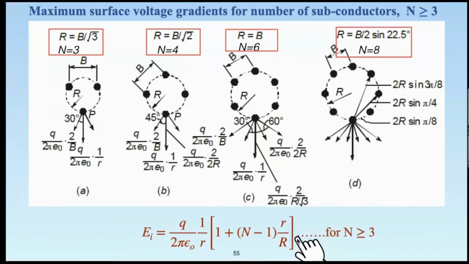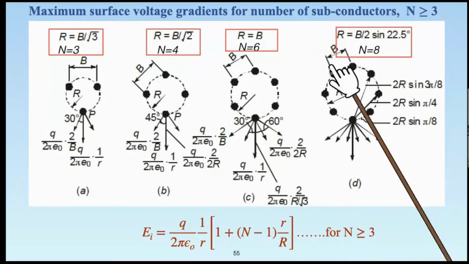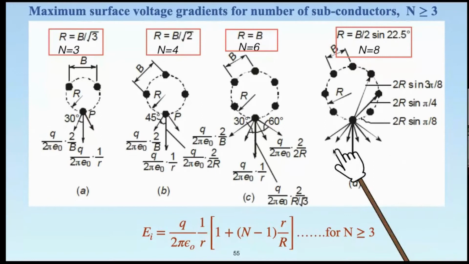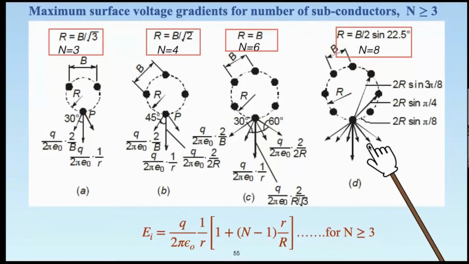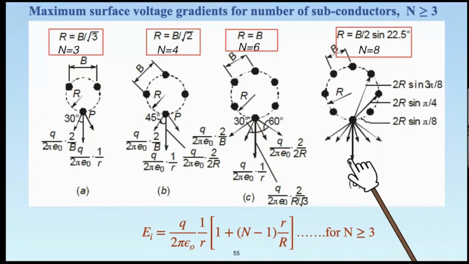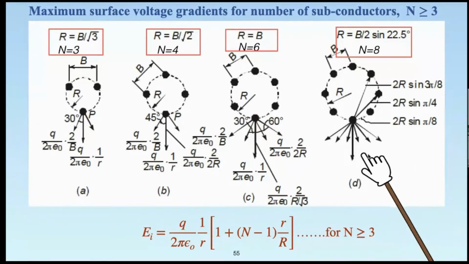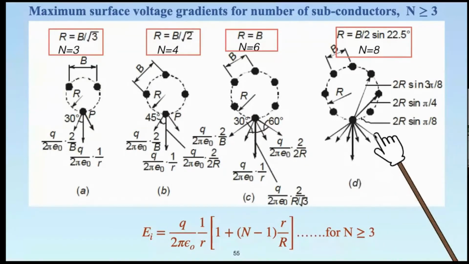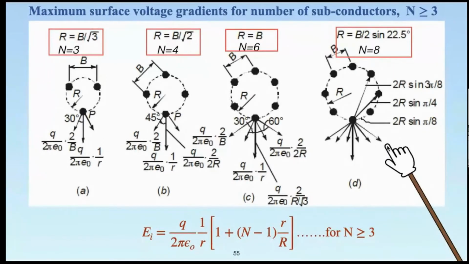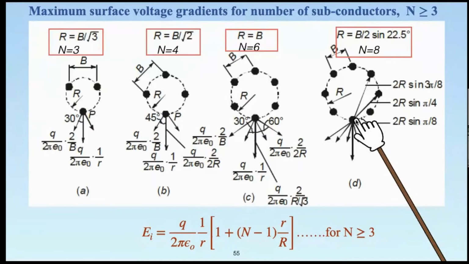Okay, and similar logic can be applied. The number of subconductors can be 8. In that case, if the number of conductors is 8, you can see here 1, 2, 3, 4, 5, 6. Okay, 6 forces here, and then 2 overlapping here. 6 plus 2, 8. So these line charge electric field contributions are to be added in order to arrive at the net electric field.